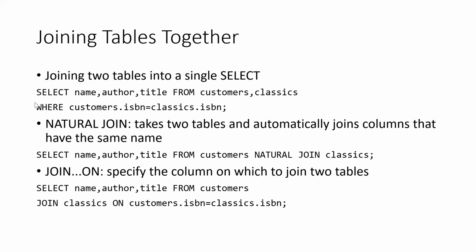Now, can one of you tell me what's happened here? Yes. So in this particular case, we are selecting name, author, title, and then we combine both customers and classics. And how do you combine the two? Using the ISBN number. The ISBN number is common in both cases, and we use that to combine the two.